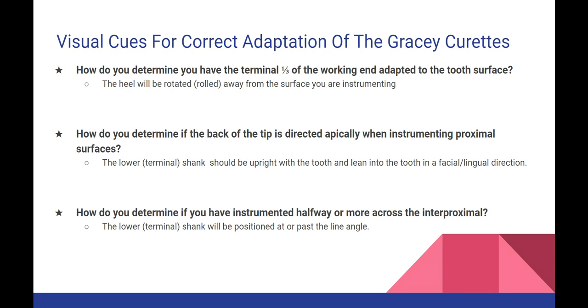How do you determine if you have instrumented halfway or more across the interproximal? The lower or terminal shank will be positioned at or past the line angle. Again, this will depend on the length of your working end.